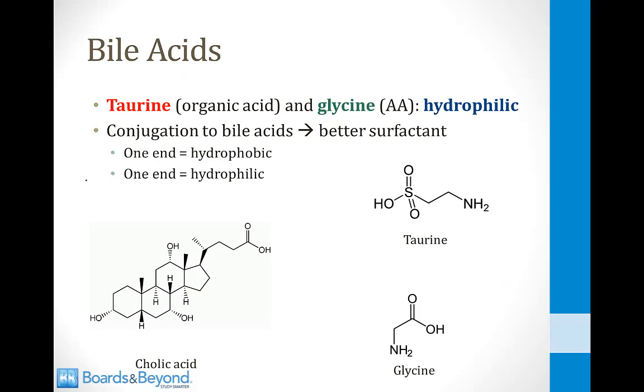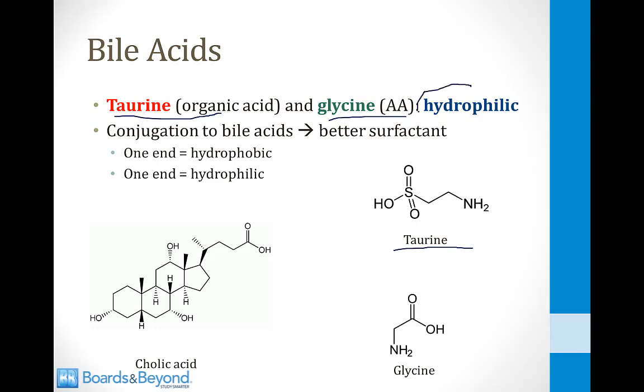To make bile acids into better surfactants, they are conjugated to other structures, which means another structure is added to the molecule to create a hydrophilic end. The 2 structures that are added are taurine, which is an organic acid. This is the structure of taurine on the screen here, and glycine, which you may know is an amino acid.